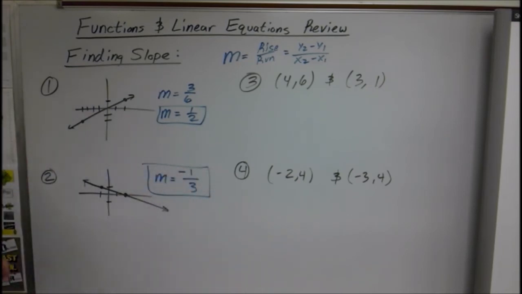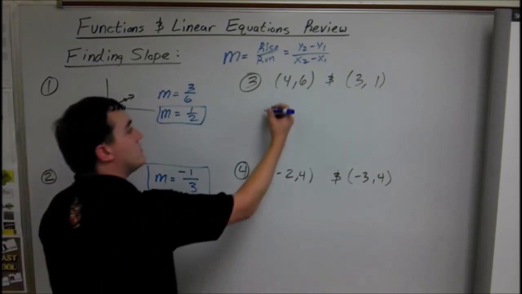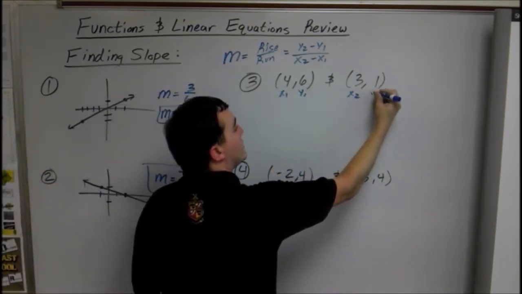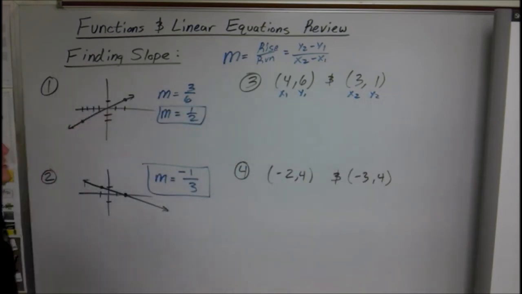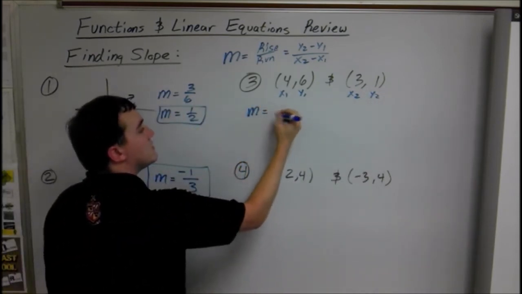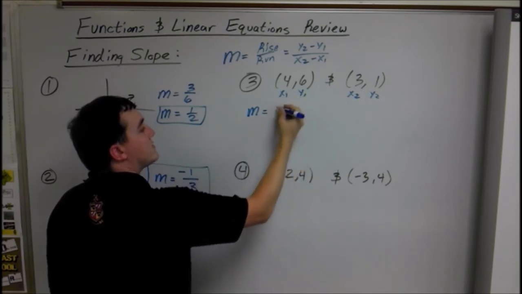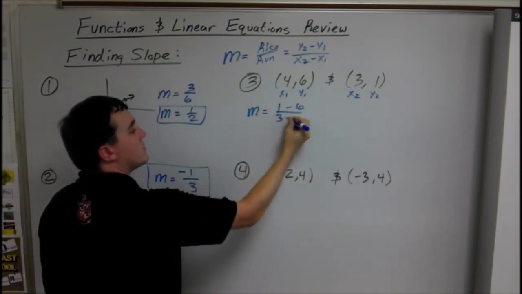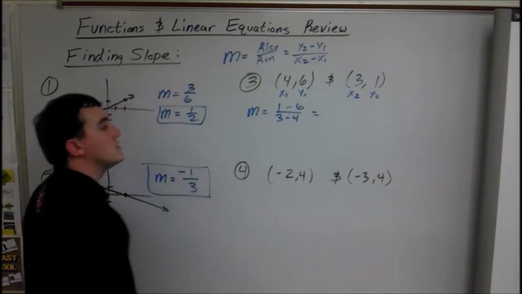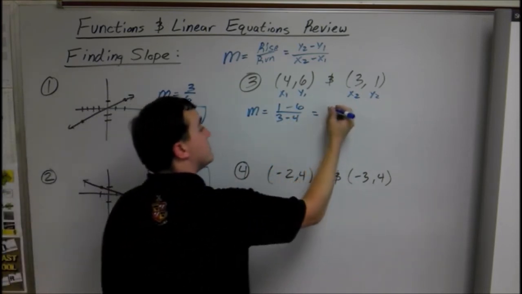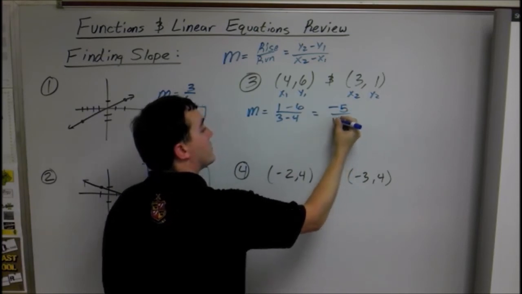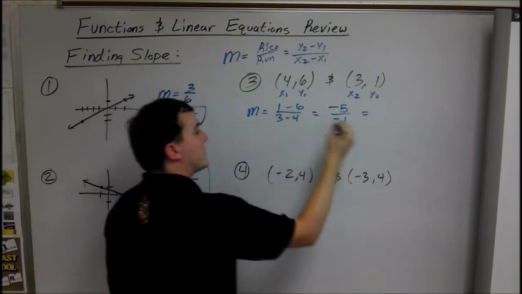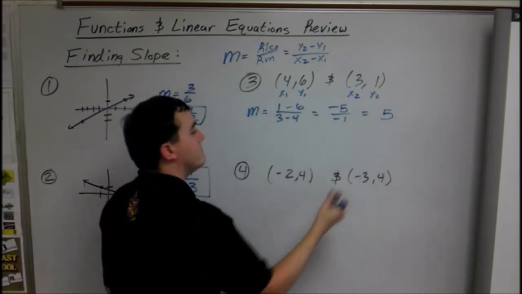When they give you points, you have to use the formula. So we know we can call this x1, y1, x2, y2. So our slope is y2 minus y1, that's 1 minus 6, over 3 minus 4, which is 1 minus 6 is negative 5 over negative 1. 5 divided by 1 is 5, and 2 negatives make it positive. So the slope here is 5.